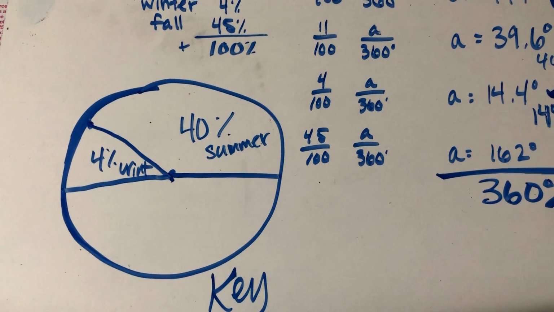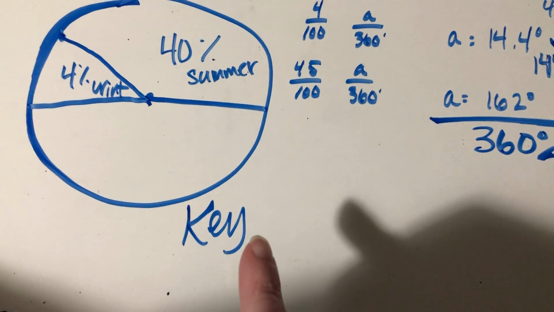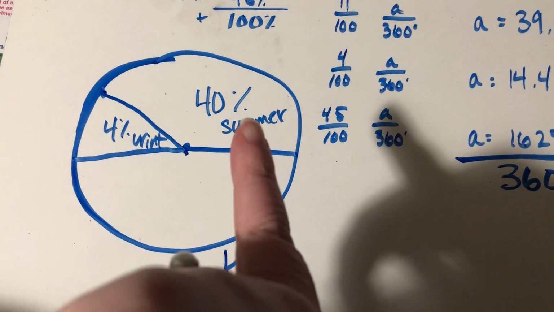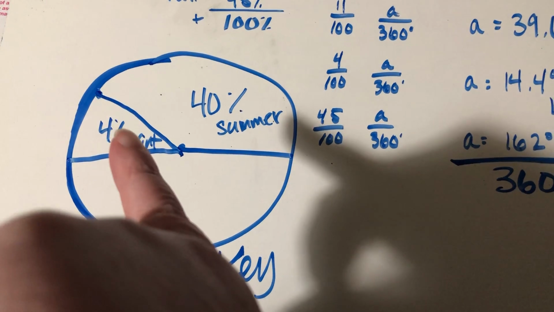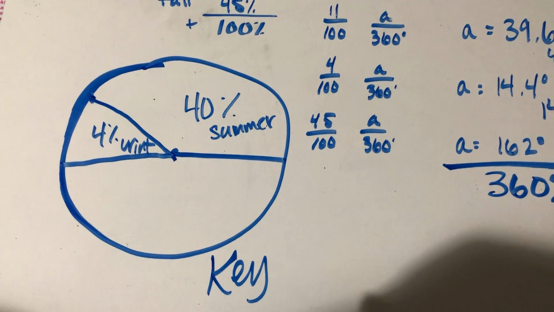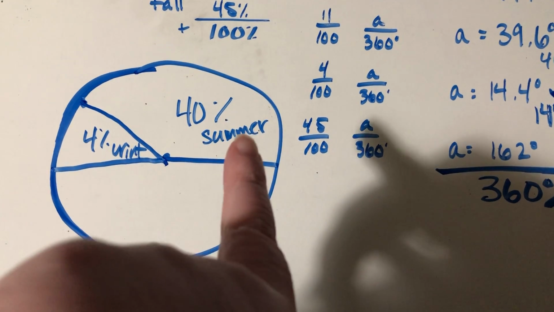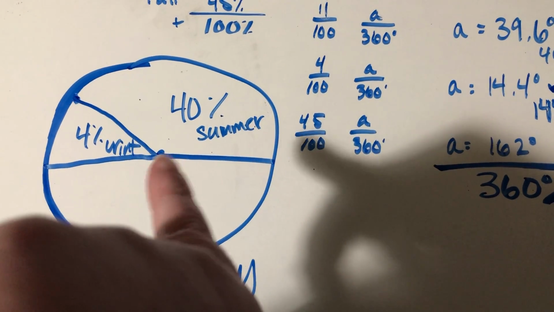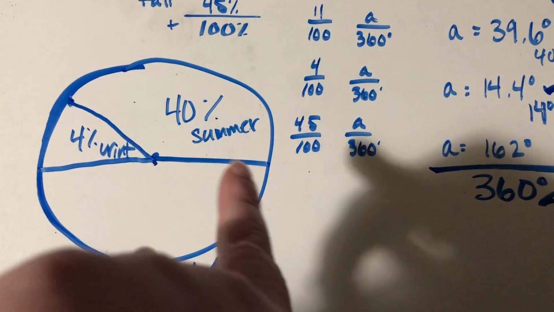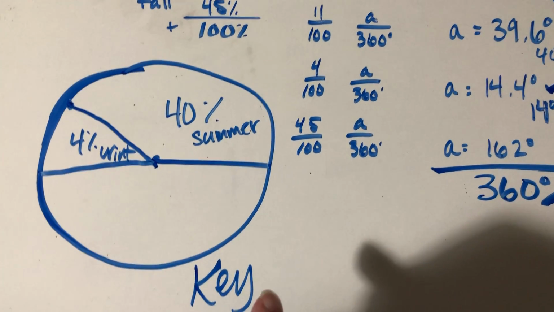And if you don't have room for things, you can make a key. If you want to color code it, like if you made summer yellow and winter blue, you tell me the key, what it means. But you always have to put the number in the circle graph. The summer part, you don't have to. You can either draw arrows to it, or again, you can color code it and make a key.